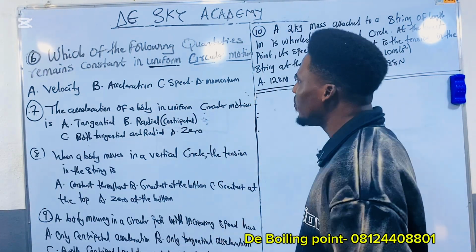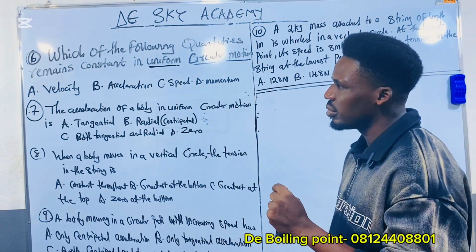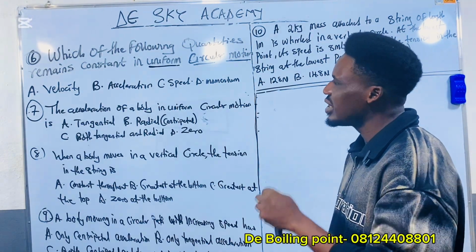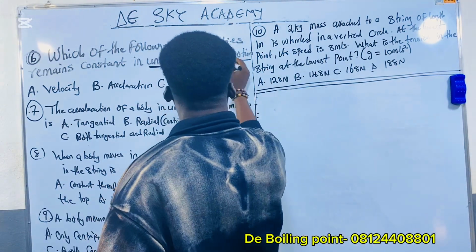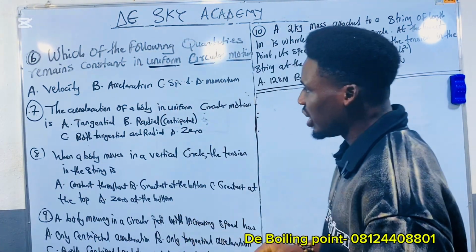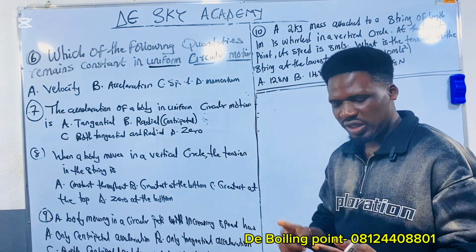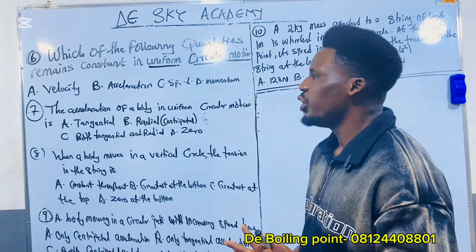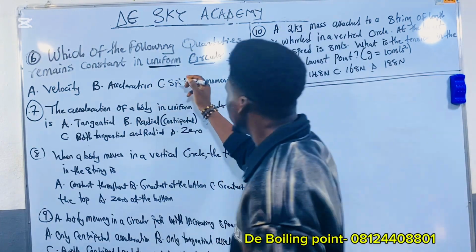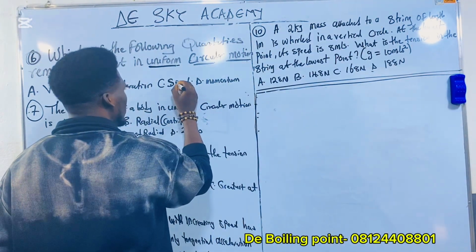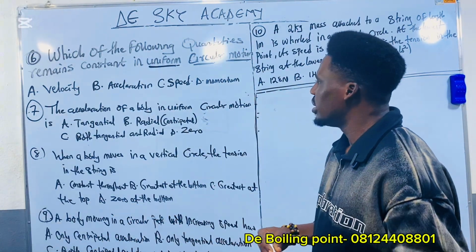Question number 6, they say, which of the following quantities remains constant in uniform circular motion? Let me underline this: uniform circular motion. Please underline that. Option A, velocity. Option B, acceleration. Option C, speed. And option D, momentum.